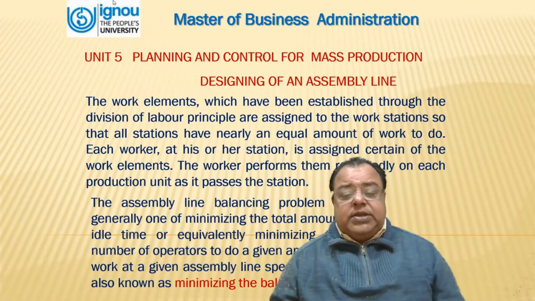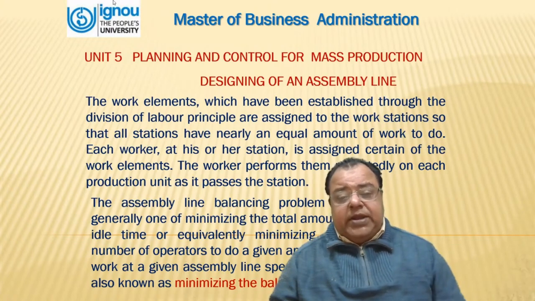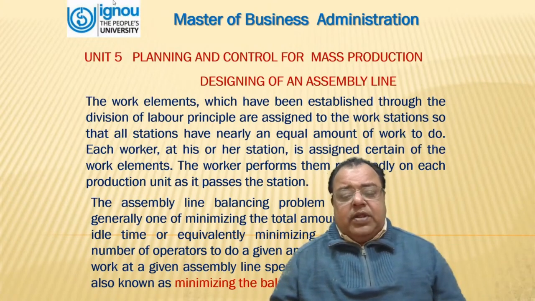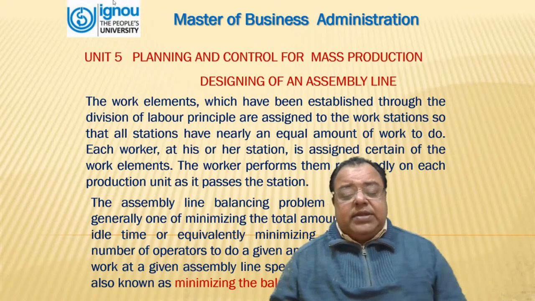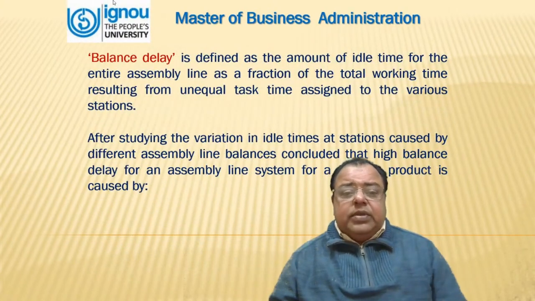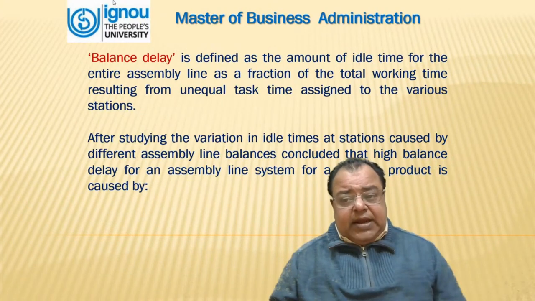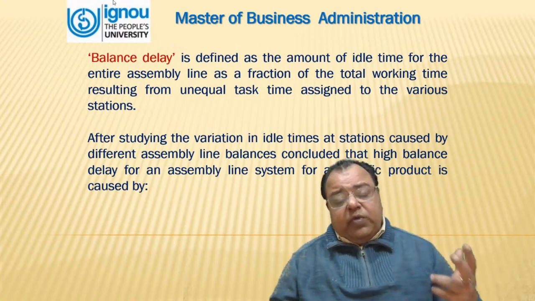The assembly line balancing problem is generally one of minimizing the total amount of idle time, or equivalently minimizing the number of operators to do a given amount of work at a given assembly line speed. This is known as minimizing the balance delay. Now, what is meant by balance delay? It is defined as the amount of idle time for the entire assembly line as a fraction of total working time resulting from unequal task time assigned to various stations.